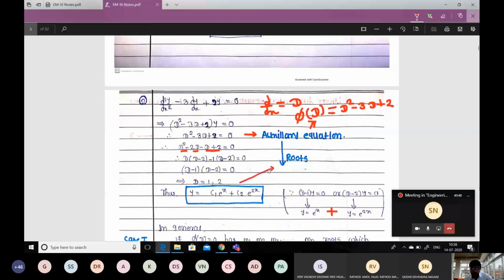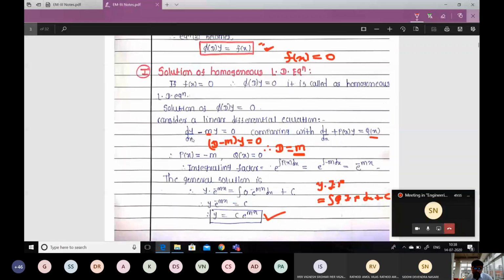If you consider dy by dx minus m times y, this kind of differential equation, corresponding to it, if you compare this with the linear differential equation that you have studied in the engineering mathematics 2 course, let us compare dy by dx plus p of x times y is equal to q of x. Here we can obtain the values of p of x and q of x. Let me just erase this so it will not create disturbance.